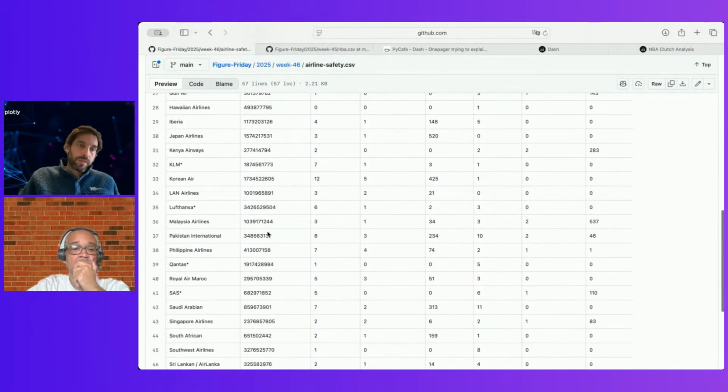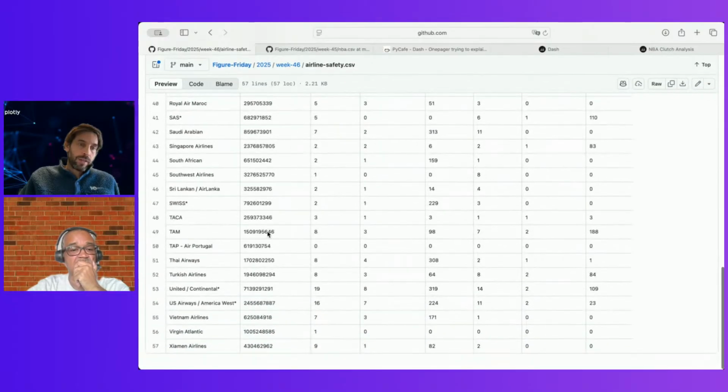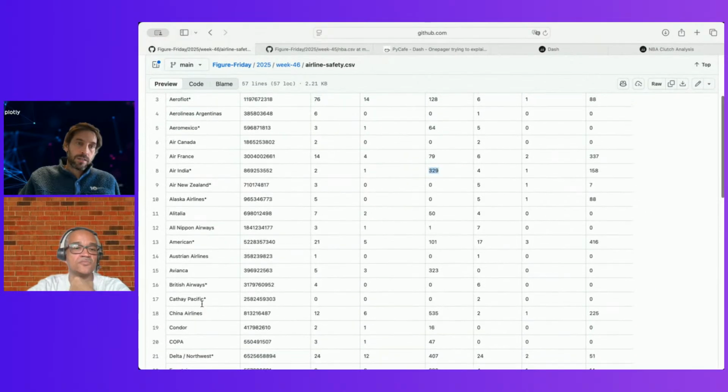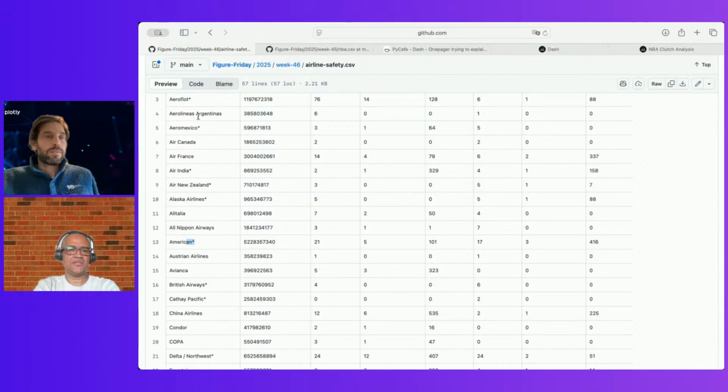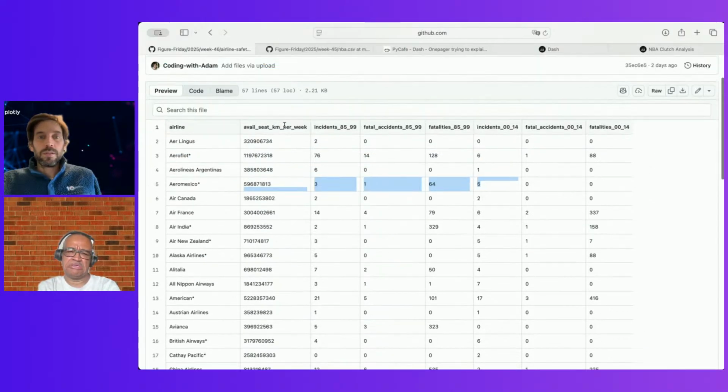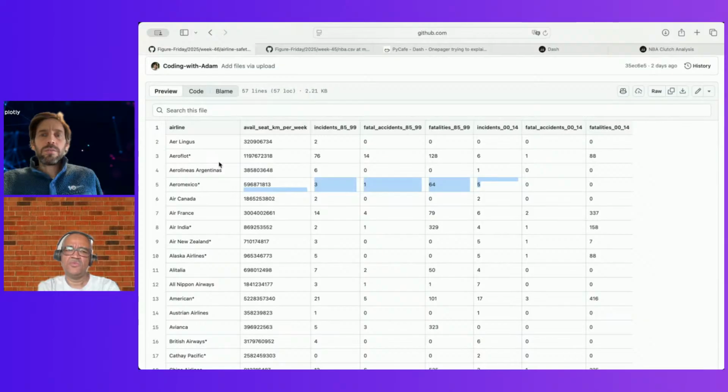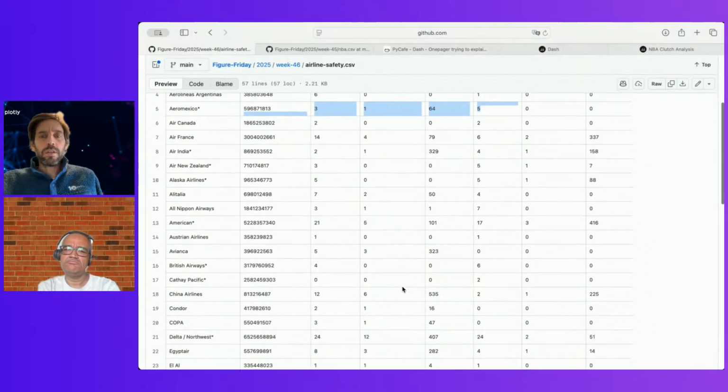Not a lot of different airlines: Turkish Airlines, US Airways, which is American Airlines now. Very interesting. Is Aeromexico still working? I don't know. Good question.